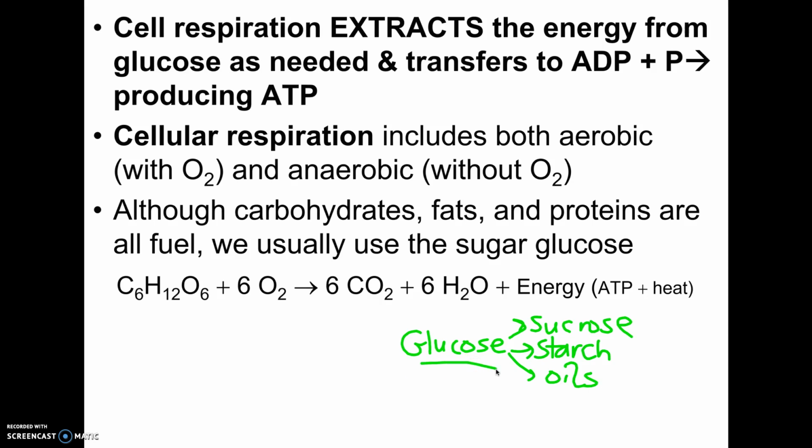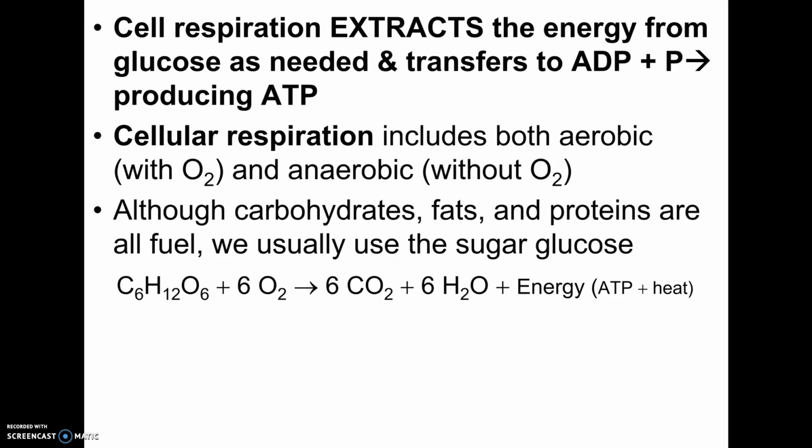However, and I've given this analogy before, if you think of glucose as sort of like a $20 bill, this is our glucose, it has a lot of energy packed in it, and our cell doesn't need that much energy for one reaction. So glucose is good for storing large amounts of energy, but when your cell needs that energy, it needs to extract little bits of energy. So we can almost imagine each little cell process costing only $1.